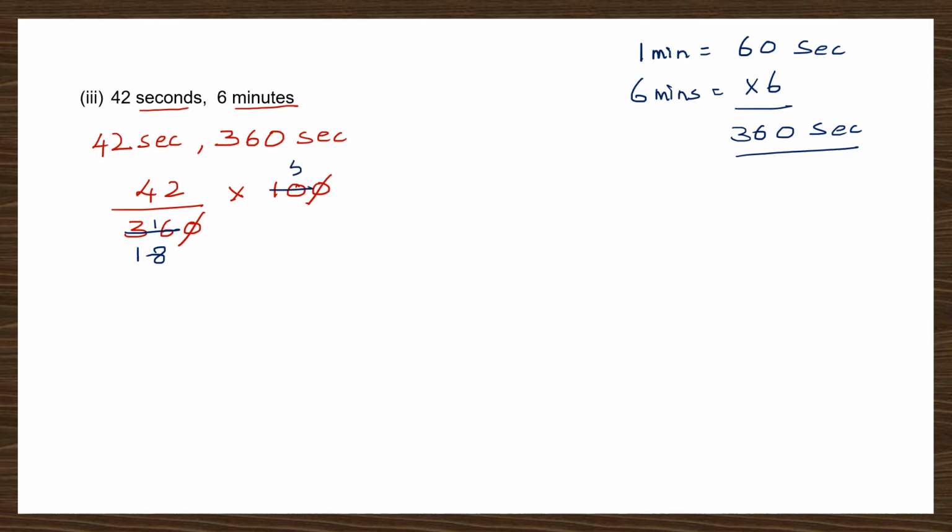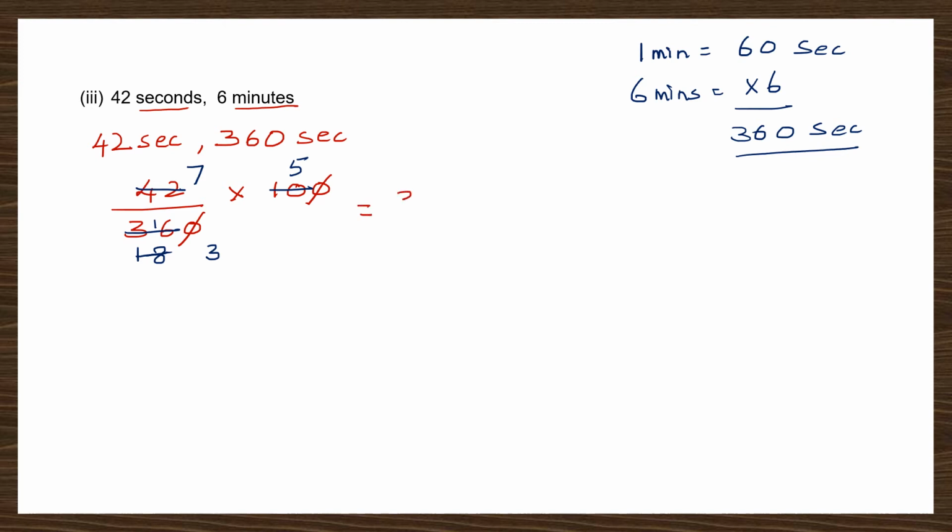Here 2 5s are 10. Can I cancel 18 and 42? Both are there in the tables of 6. 6 3s are 18. 6 7s are 42. Can we cancel anything else? That's it. So let's multiply the numerators.